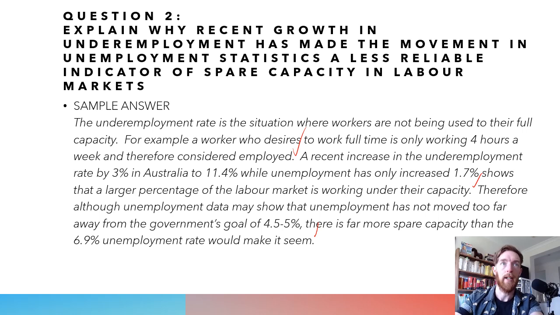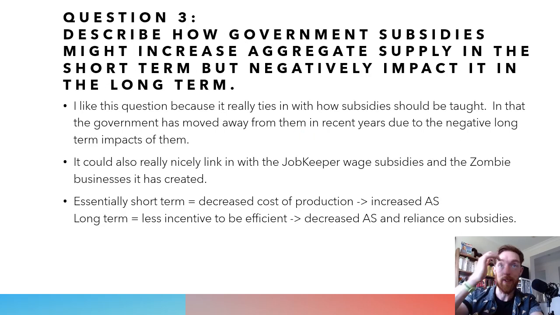All right, question number 3. We're going to look at describe how government subsidies might increase aggregate supply in the short term, but negatively impact it in the long term. I like this question because it really ties in with how subsidies should be taught, and the government's moved away from them in recent years due to the negative long-term impacts of them.